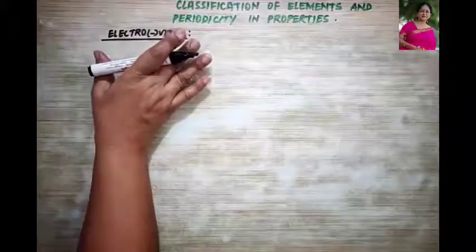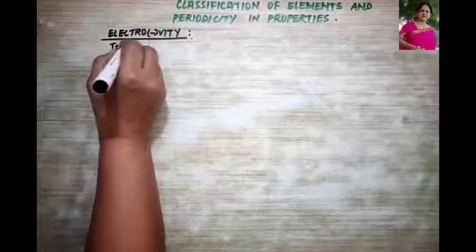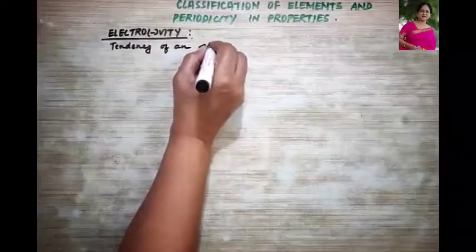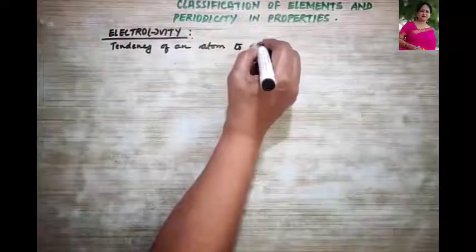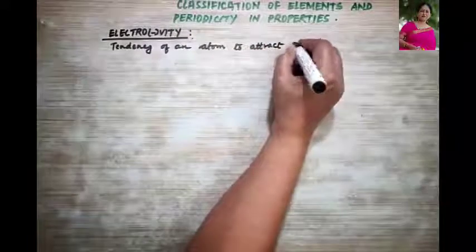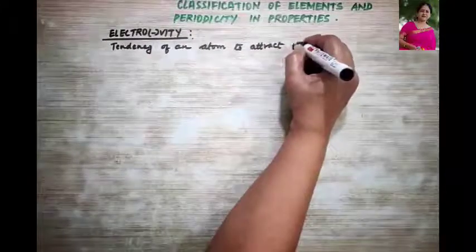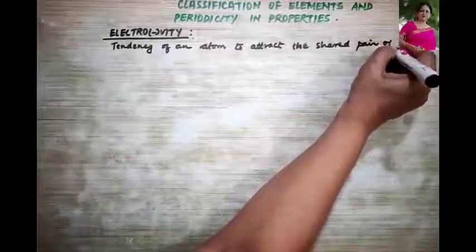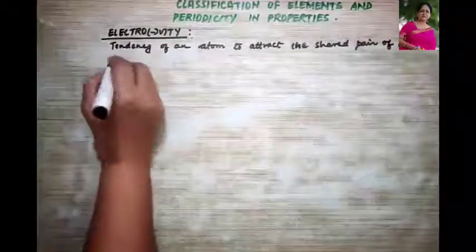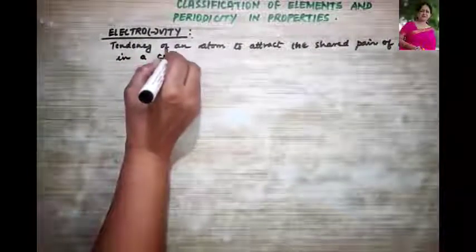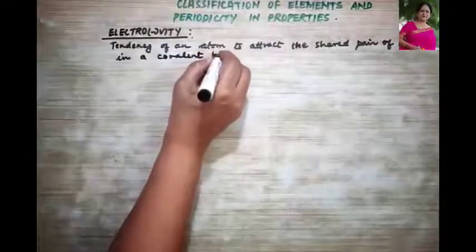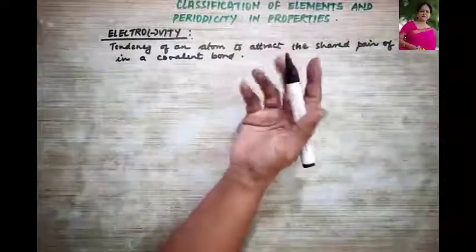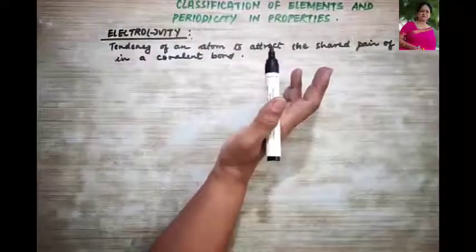What is electronegativity? It is the tendency of an atom to attract the shared pair of electrons in a covalent bond. So the more the electronegativity difference, the better will be the covalent bond formation, right?